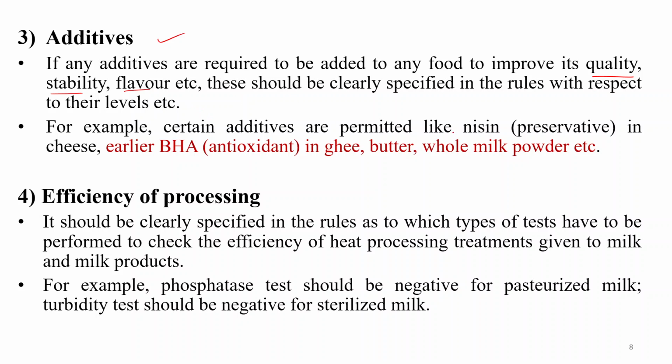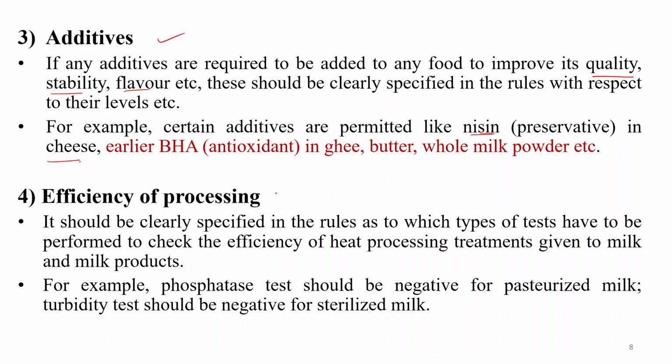For example, we know that certain additives are permitted, like nisin in cheese is permitted. Earlier BHA was permitted in ghee, butter and whole milk, and now it is no more permitted. But just to tell you that if something is being permitted, that has to be clearly specified in the rules with respect to their levels also.